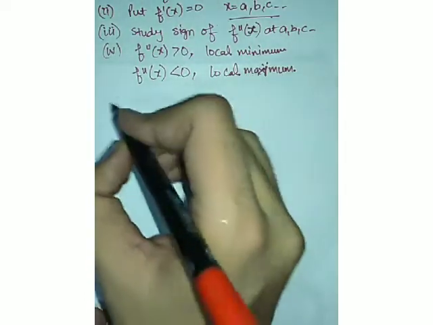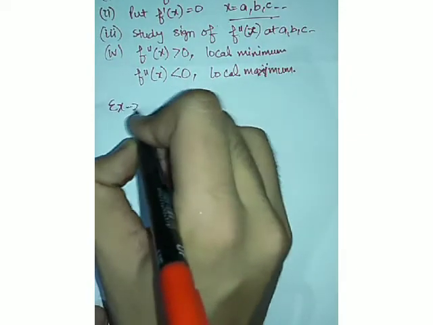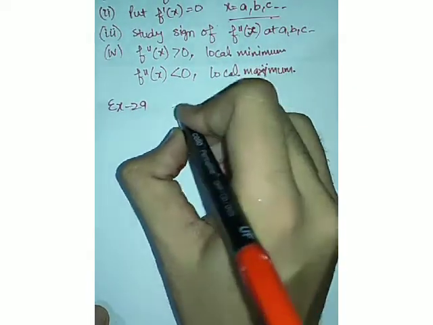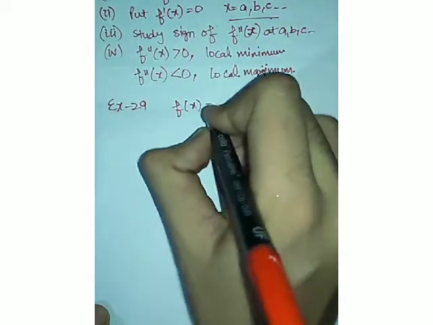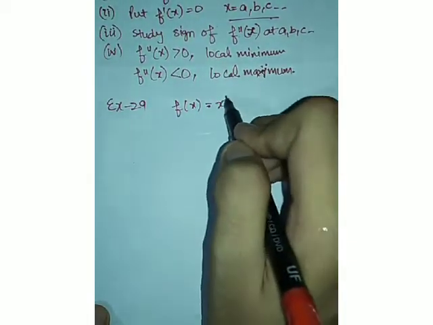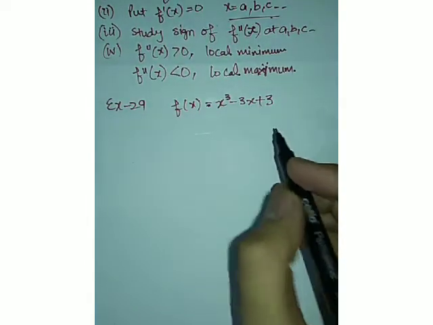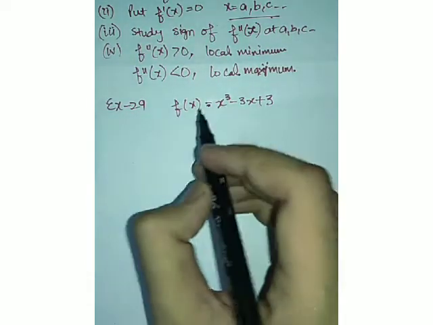So let's apply this to our very first example, that is example 29. We have to find the local maximum and local minimum values of f(x) = x³ - 3x + 3. We'll apply the first derivative test.